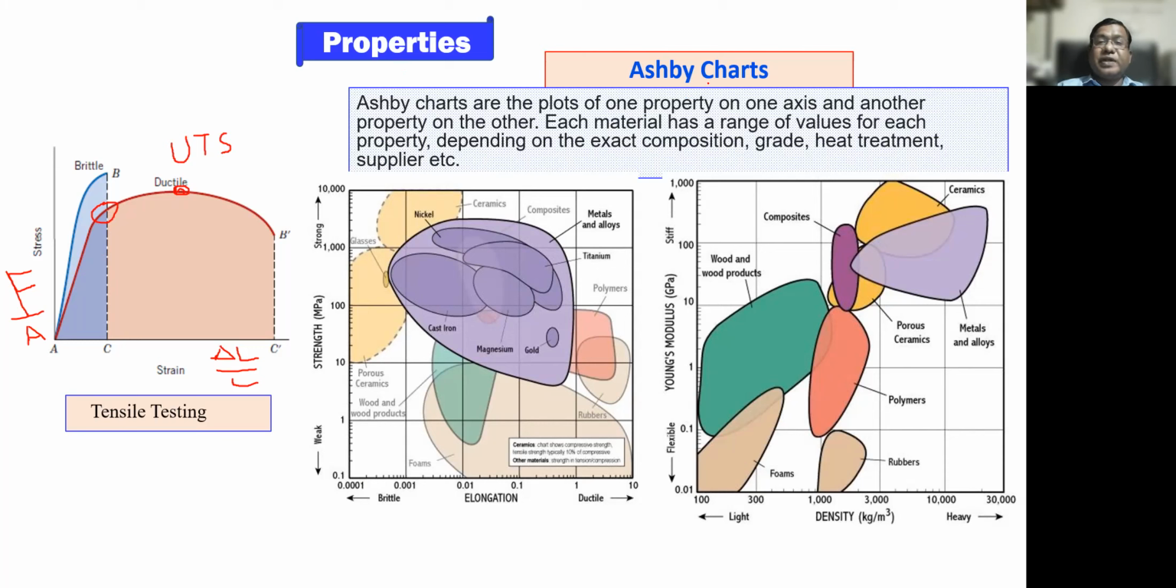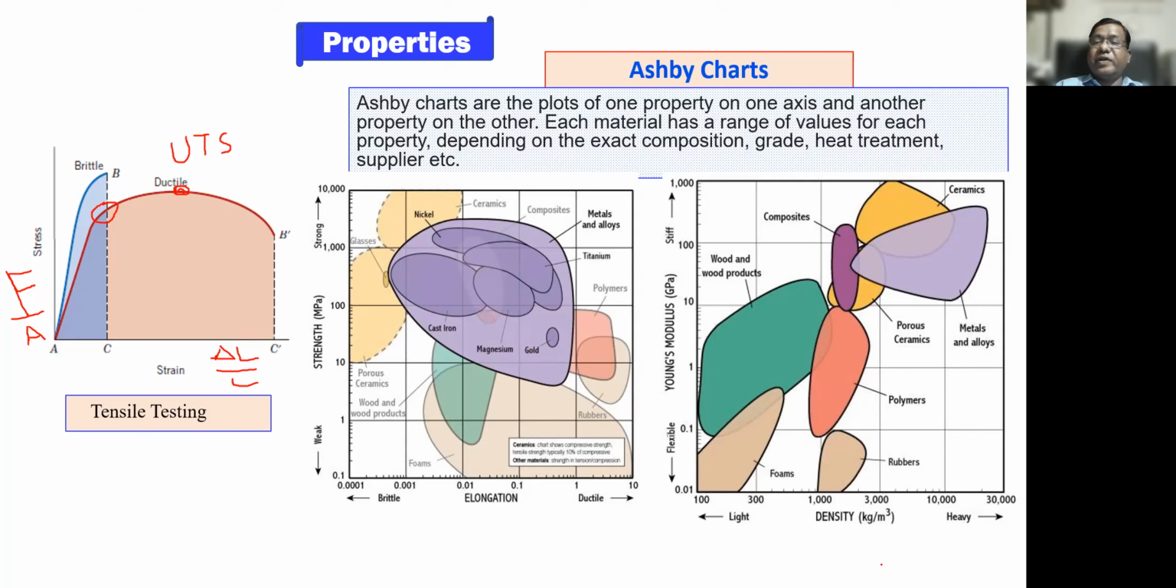Charts are basically plotted with one property, like strength, compared to elongation. Metals have high strength as well as high elongation, and ceramics have less elongation and less strength. Like this, we can select materials by using these charts.